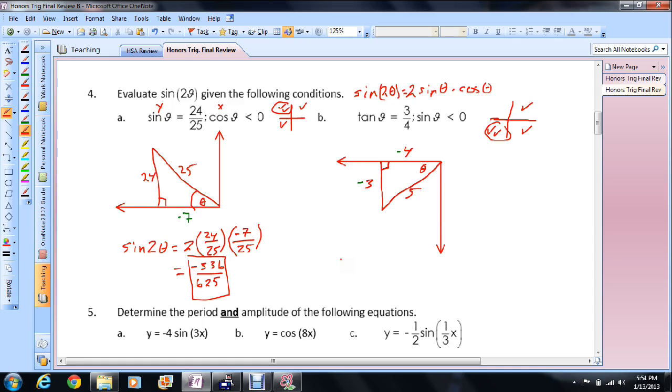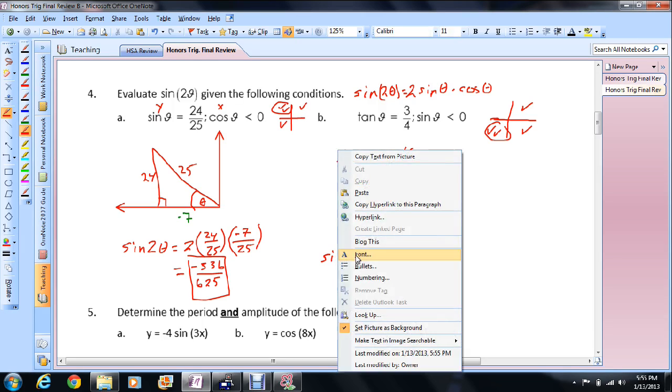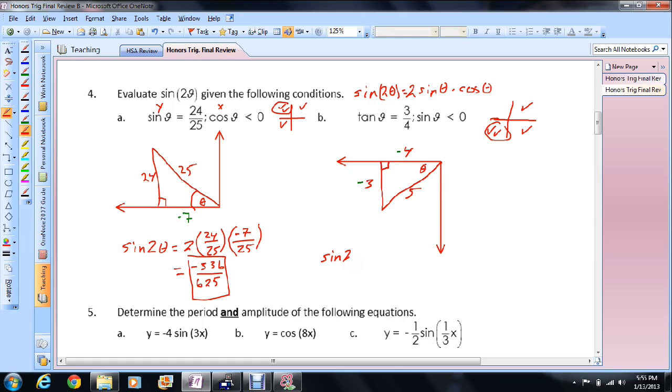So then just plugging in like before, sine of 2 theta is equal to 2 times the sine and cosine. The sine is negative 3/5. Cosine is negative 4/5. And we get an answer of 24 over 25.